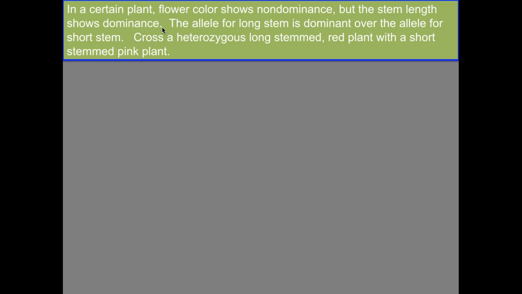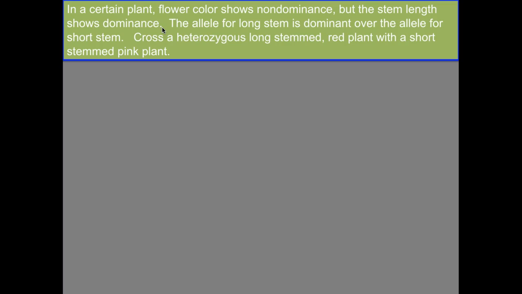All right, in a certain plant, flower color shows non-dominance, but stem length shows dominance. Let's think about this. Flower color shows non-dominance, but stem length shows dominance. The allele for long stem is dominant over the allele for short stem. Cross a heterozygous, long-stemmed red plant with a short-stemmed pink plant.